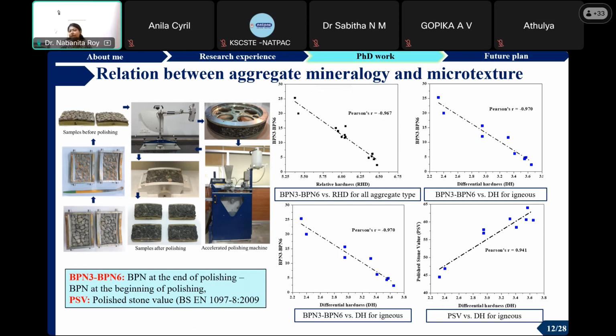But from our study, what we could observe is that PSV may not be a good indicator, because it is only taking the final or residual polishing, but we don't know the rate of deterioration. If we polish more, how it will react, we don't know. So for that, we have checked on an hourly basis what the change is, and one parameter, BPN3 minus BPN6. For standard cases, 3 hours is the conditioning phase.